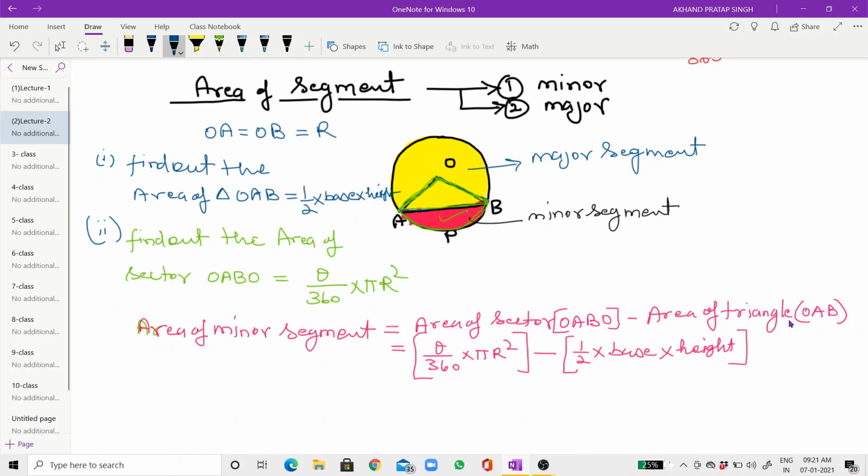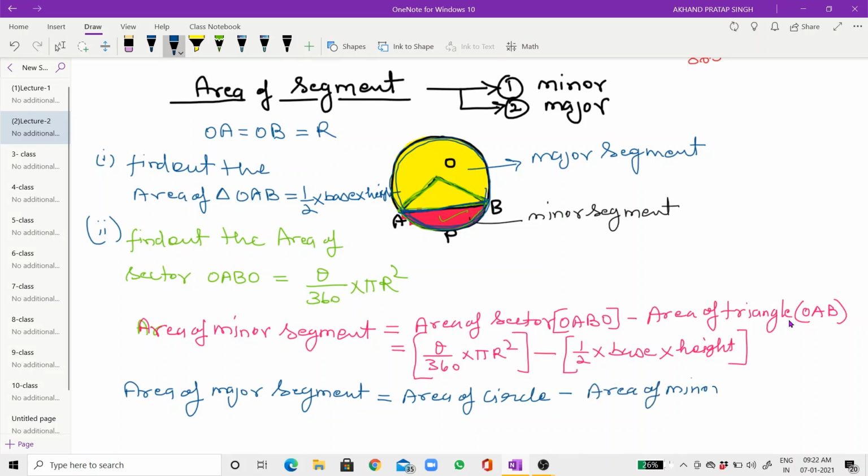So how to find out the area of major segment? If you subtract the minor segment from the whole circle, this is the whole circle, and if you subtract this much area, that is the minor segment. So area of major segment is equal to area of circle minus area of minor segment.